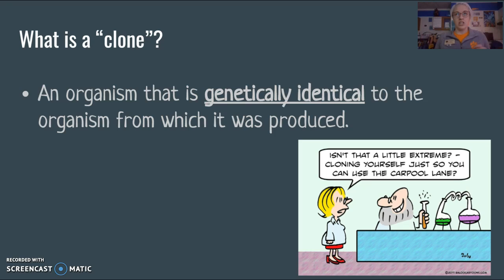An understanding of clones gets a little misconstrued with the media and Hollywood, but a clone is an identical organism to the one from which it's produced. So if you have a turtle and there's another turtle that's produced, it's going to be genetically identical to the original.